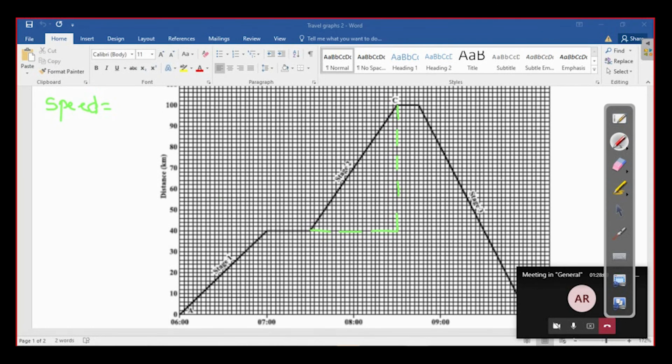Anybody tell me what they think they need to do? Tell me. That's it. We're starting off from right there.